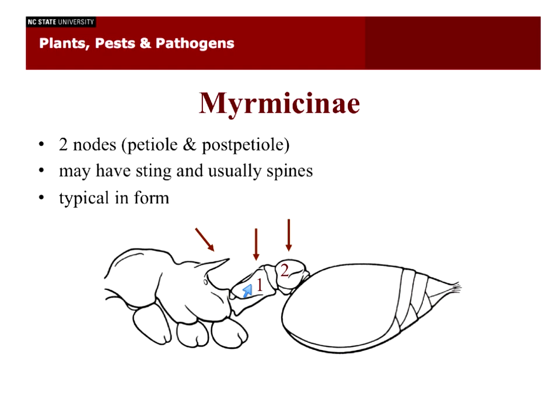So, unlike the previous groups, these ants all have two nodes. They have the petiole and the postpetiole. Many of them also have spines on the back of their thorax, which are kind of distinct. And also, some of them will have a sting. So not all of them will have a sting, but some of them will. And again, they're kind of typical looking for ants, but be sure to check for those two nodes.